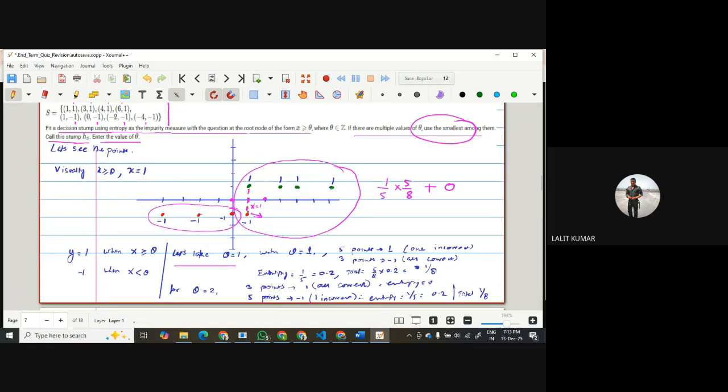Now when we take theta equal to 2, remove this.